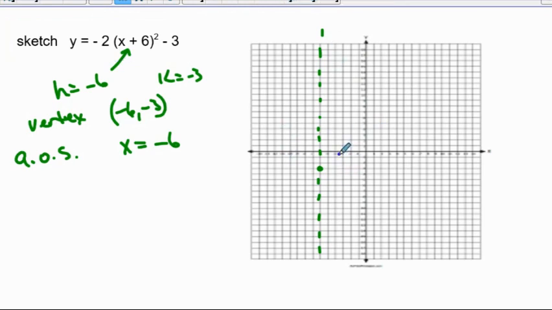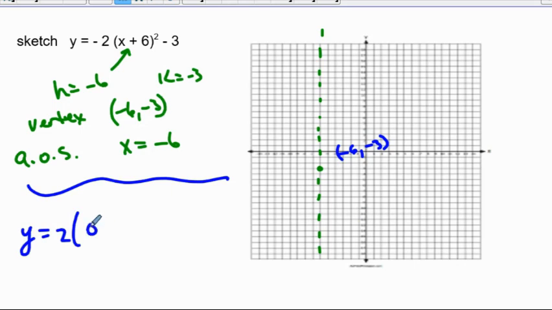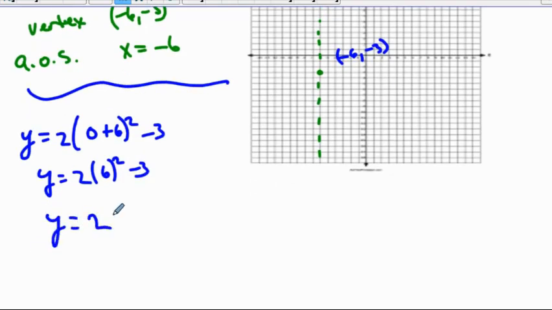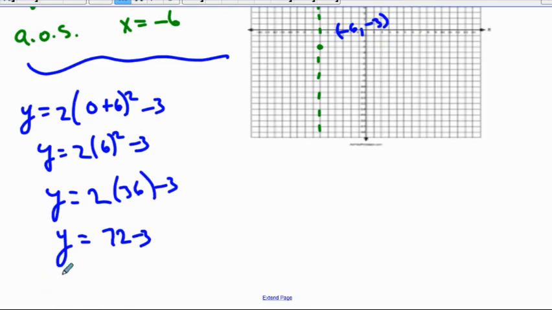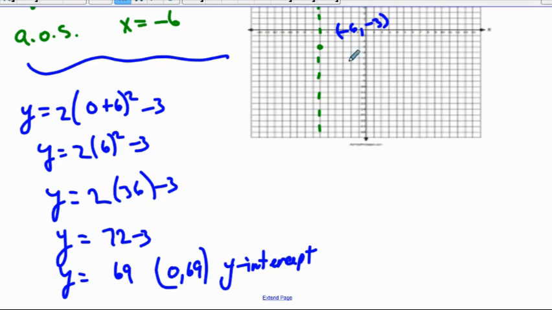I'll write this in blue. This is negative 6, negative 3. So second step, let's find my y-intercept. So I'm going to go y equals negative 2 times (0 plus 6) squared minus 3. Y equals negative 2 times 6 squared, take away 3. Y equals negative 2 times 36, take away 3. Y equals negative 72, take away 3. Y equals, what's that? Negative 75. So the coordinates I'm looking for are 0, negative 75. That is my y-intercept. It's going to be down here somewhere at 0, negative 75.